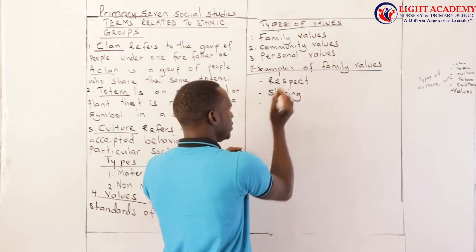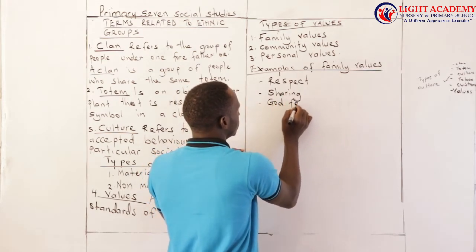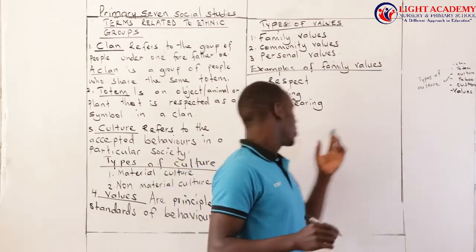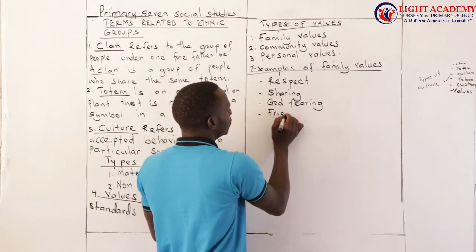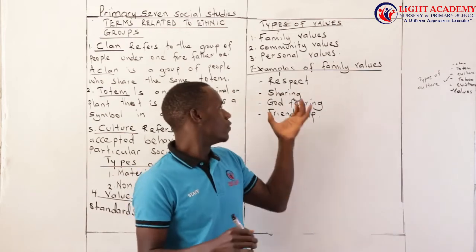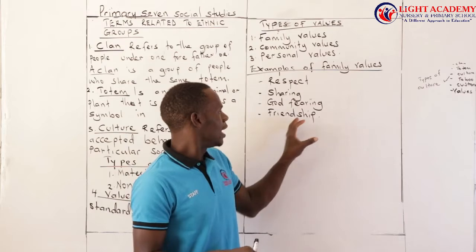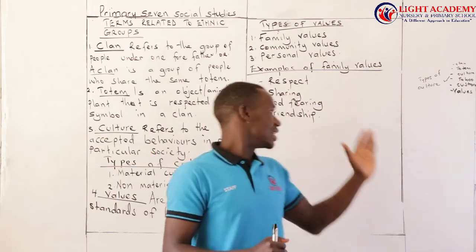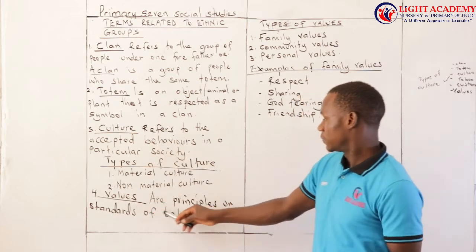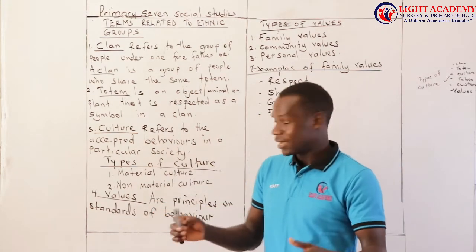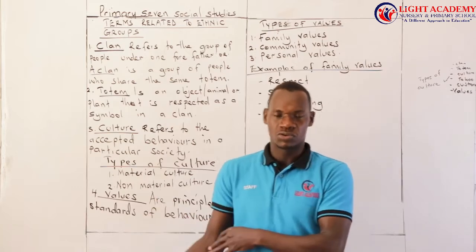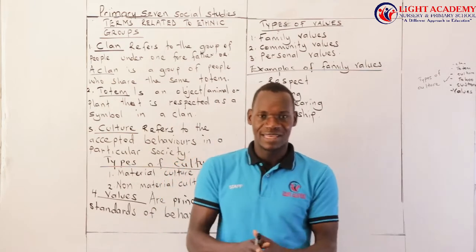Still another example of values that we see: God-fearing. Another one, we have friendship. Friendship as an example of values in the society. All of these are examples of values. So at times they may ask questions, what are values? These values are the principles or standards of behavior in the society. If you behave badly, then that's wrong. If you are behaving very well, then you are on a right track.